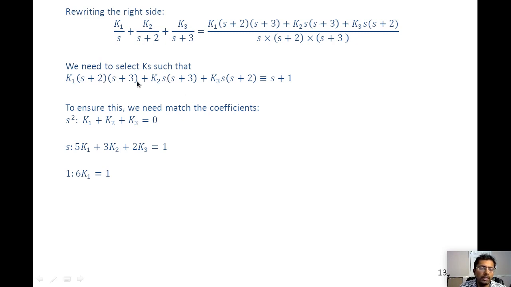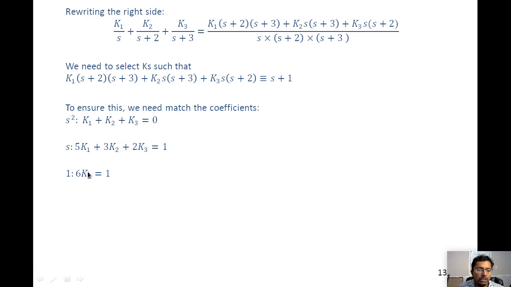So 2 times 3 is 6, and we don't get any constant term from the other two products. So we have to solve these equations. We have three unknowns, k1, k2, and k3, and three equations, and we can solve it. This is not particularly difficult.